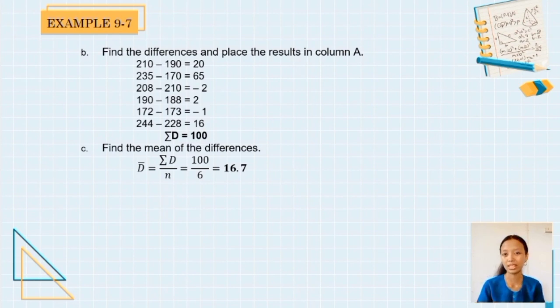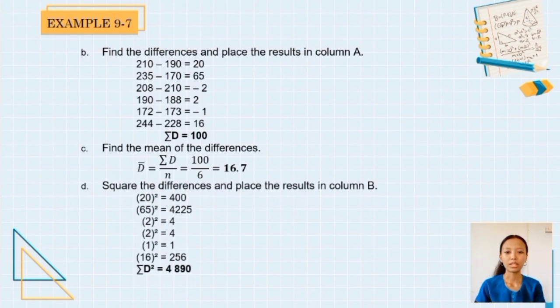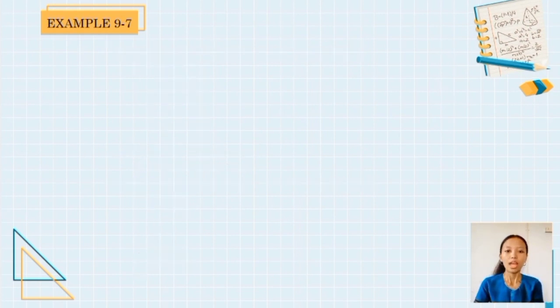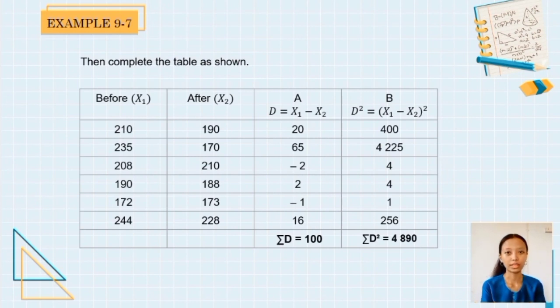is equal to 16.7. Then we're going to square the differences. So 20 squared equals 400, 65 squared is equal to 4,225, and so on. And lastly, we are going to find the sum of d squared, which is equal to 4,890. And next we are just going to input our results to the table. And here is how it looks.